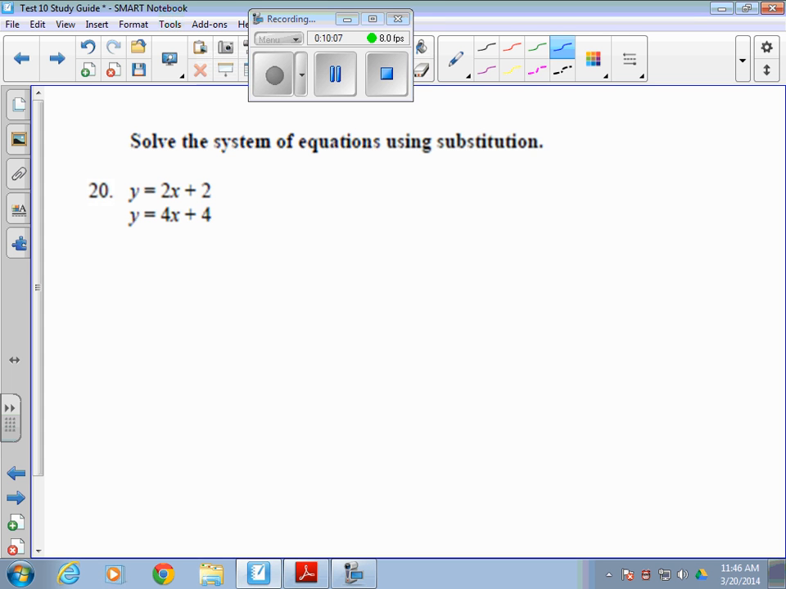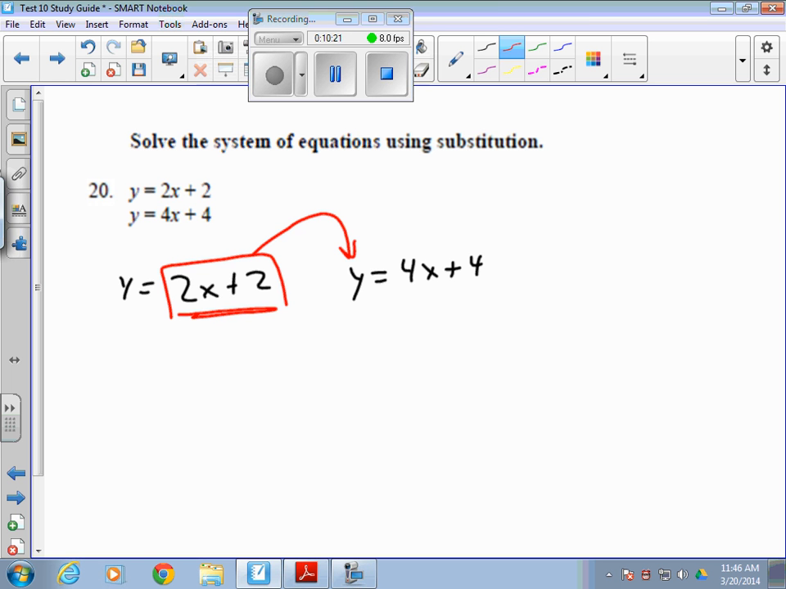Solve these systems using substitution. Remember substitution, it's easier to write them side by side. Y equals 2x plus 2. Y equals 4x plus 4. Take this value. It tells us y all by itself. So take this value and plug it in right there for y. 2x plus 2 equals, the rest of it says 4x plus 4. Now you just have variables on both sides.